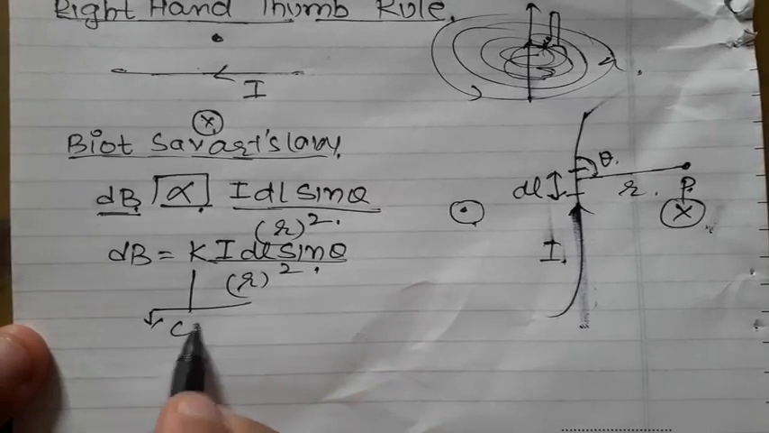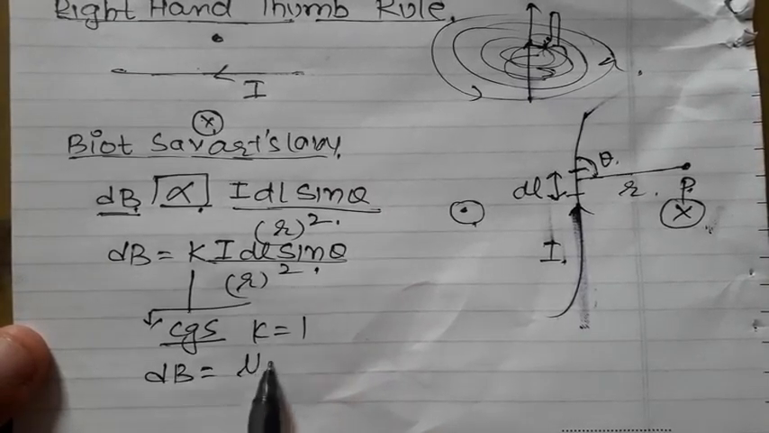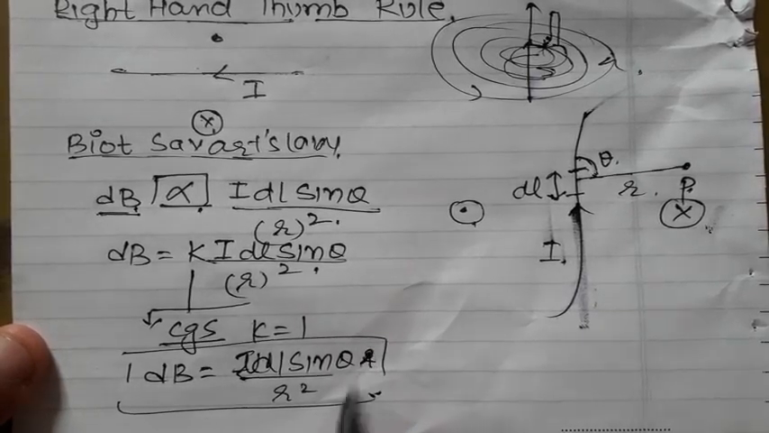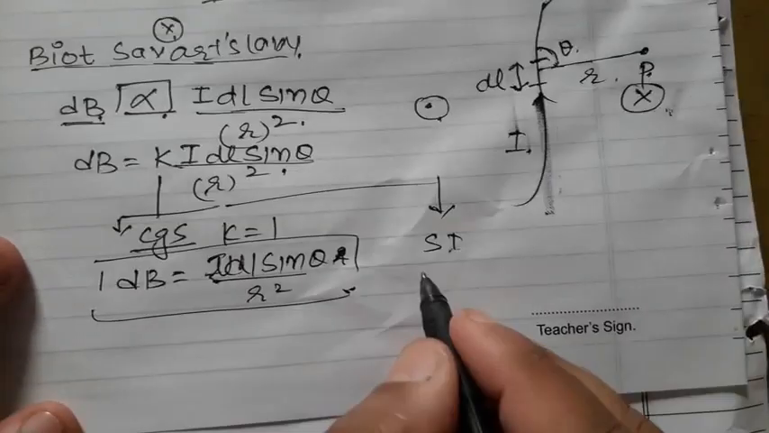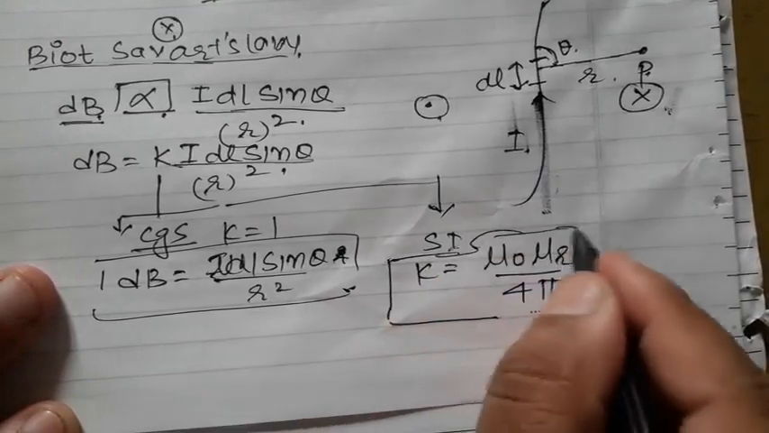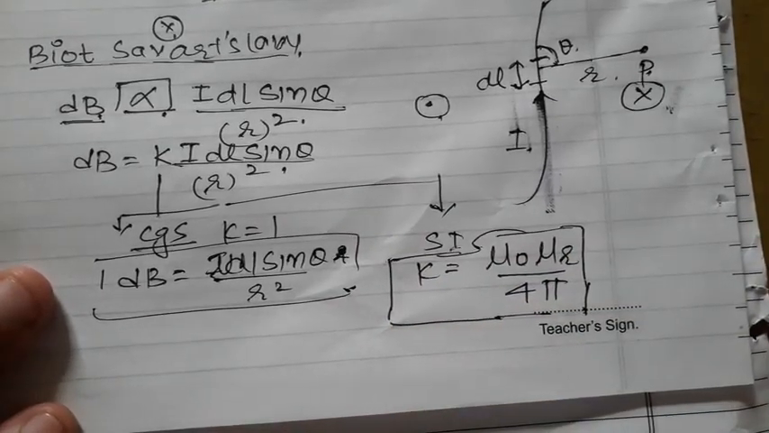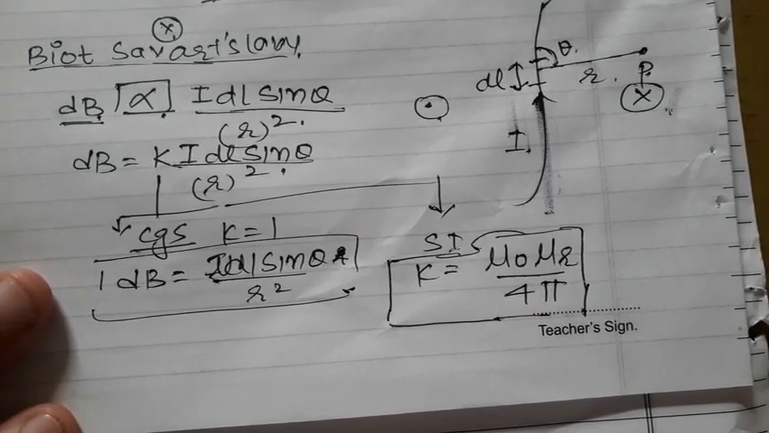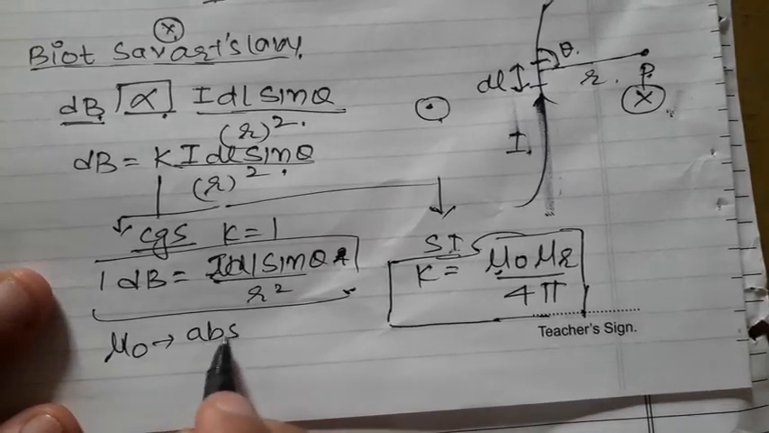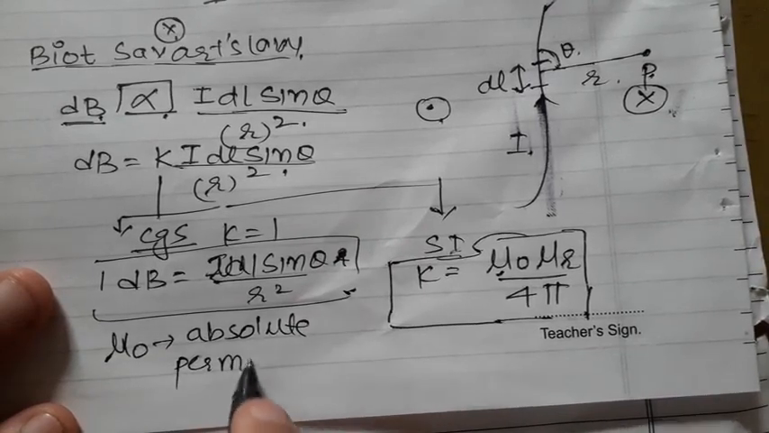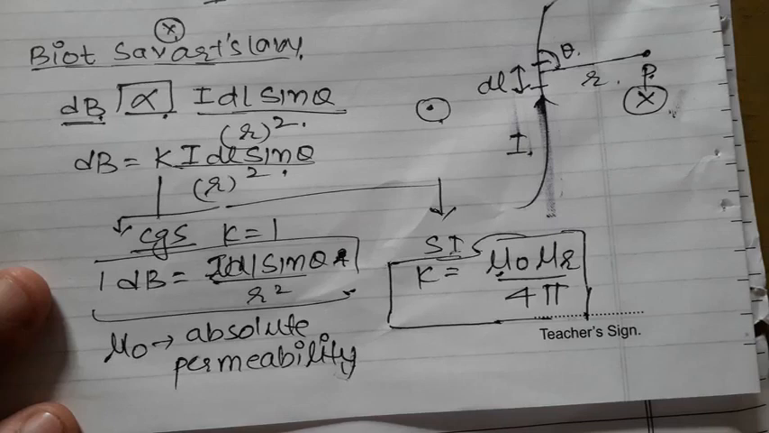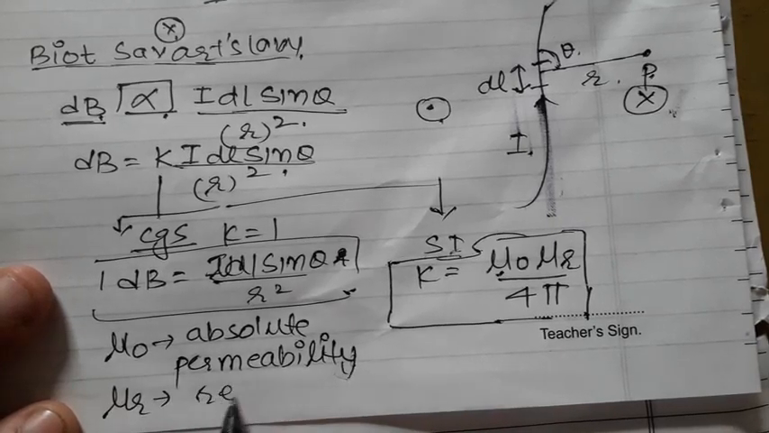Now depending upon the system of units, in CGS the value of K is 1, so dB is equal to I dl sine theta by r square. But if it is SI, the value of K is something different, mu naught mu r by 4 pi. This constant is different from the constant you wrote in electrostatics. In electrostatics, we had the constant K equal to 1 by 4 pi epsilon, where epsilon is epsilon naught into epsilon r. So what is mu naught? Mu naught is called absolute permeability. And what is mu r? Mu r is called relative permeability.